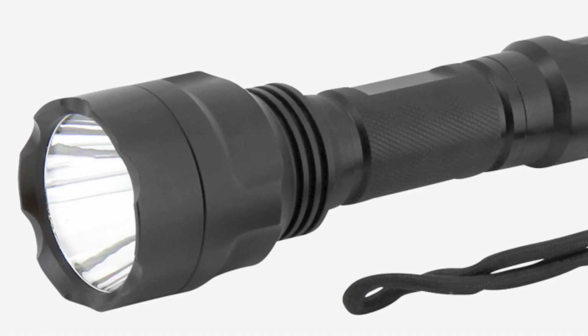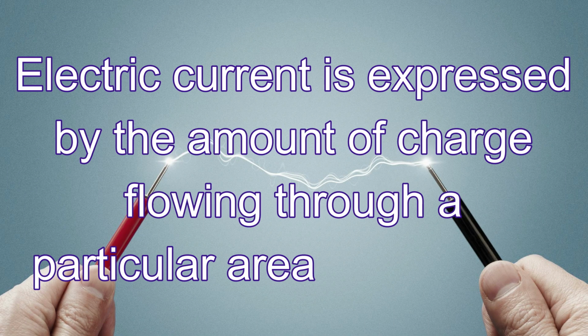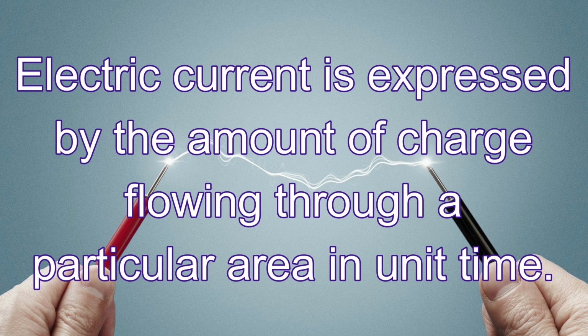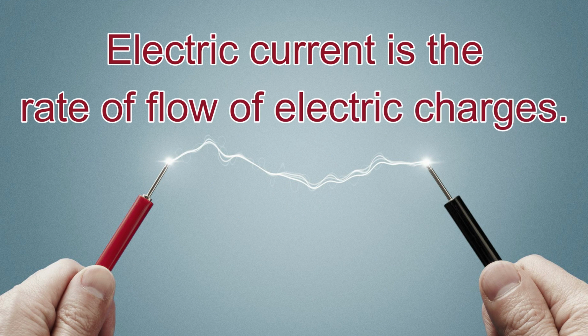Now, if the circuit is broken anywhere or the switch of the torch is turned off, the current stops flowing and the bulb does not glow. Electric current is expressed by the amount of charge flowing through a particular area in unit time. Or you can also say it as the rate of flow of electric charges.